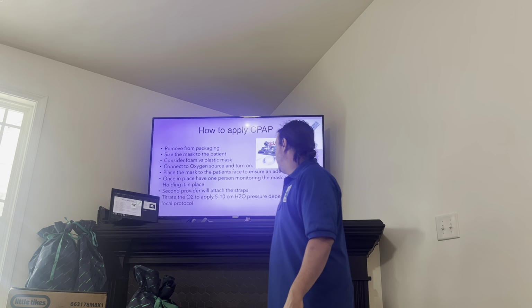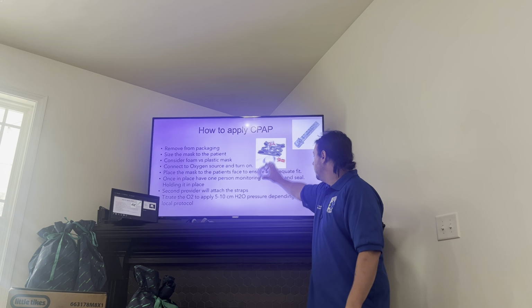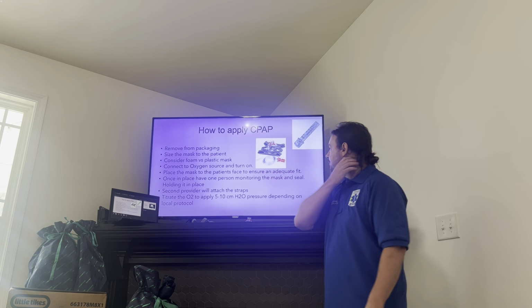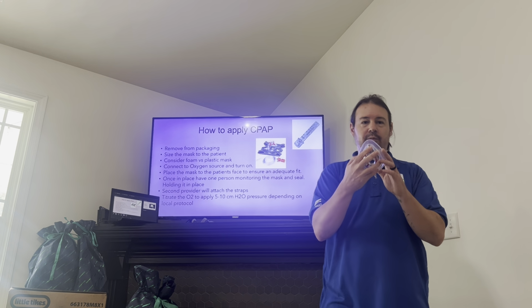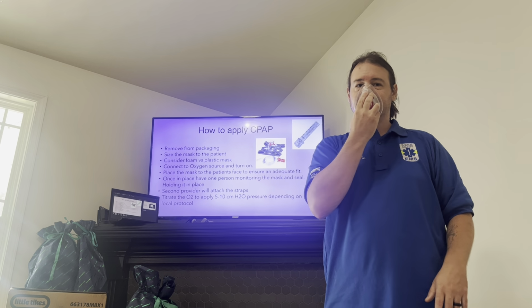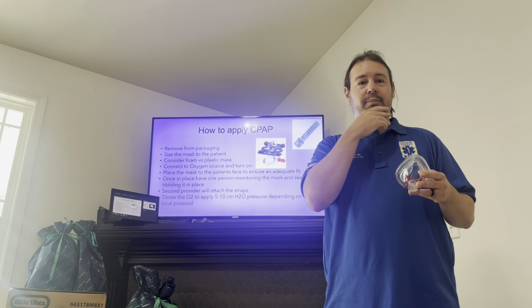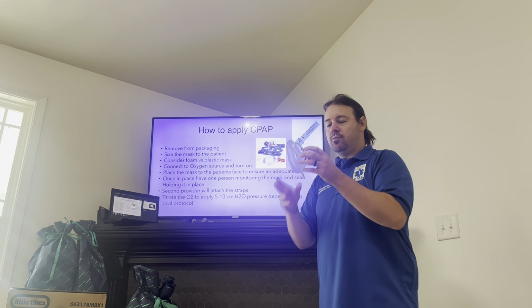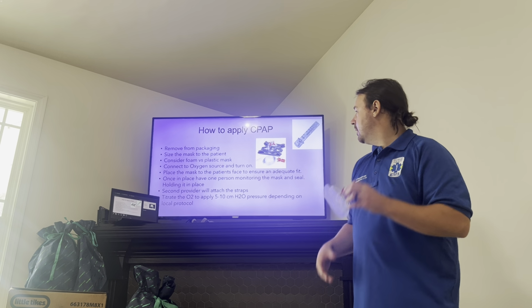How to apply CPAP, okay? So we remove it from the packaging. I've got one right here. Looks awfully similar to the one that we have right there. You want to size the patient first, right? So you take your mask, you want to make sure you have the right size mask that goes over their nose and underneath their bottom lip at bare minimum, right? This one actually would be a little small for them. So we'd want a bigger mask.